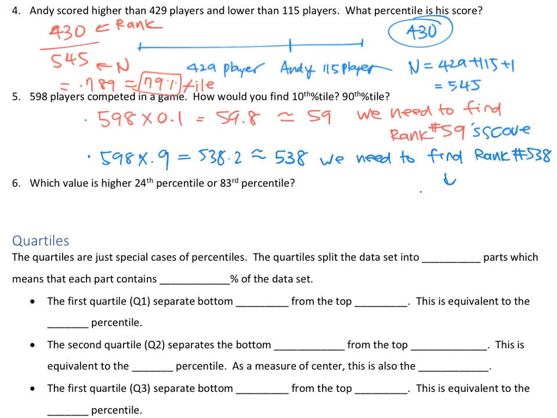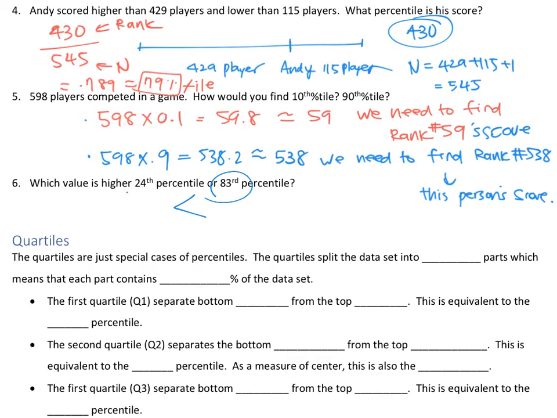So this person's score, if this is like a video game, I don't know what this person has, but that's who I'm going to ask. Hey, what score did you get? So 1,000, 2,000, whatever that is, is the 90th percentile. Okay, let's look at the next question. Which value is higher, the 24th percentile or the 83rd percentile?